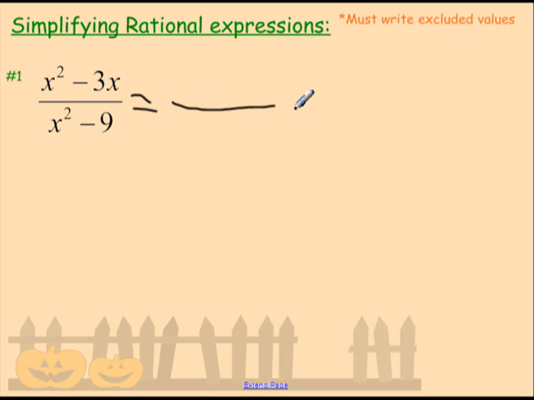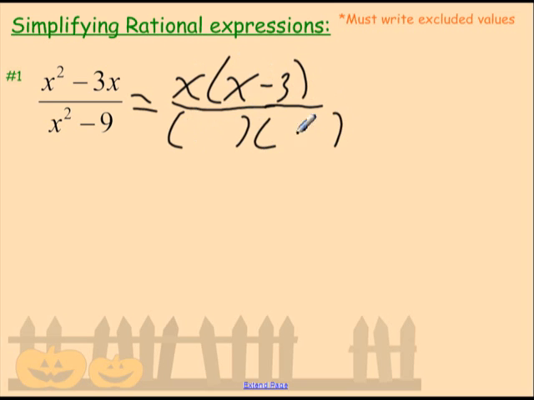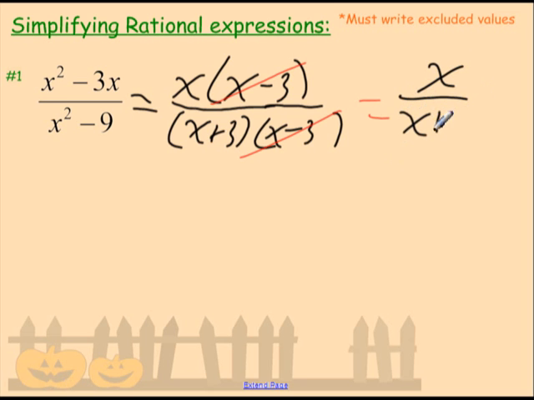So on the top, in the numerator, x squared minus 3x, we can factor out an x and have x times x minus 3. On the bottom, that's a difference of squares, so that's x plus 3 and x minus 3. And now I see common factors I can cancel, an x minus 3 with an x minus 3. And so my simplified version of that is x over x plus 3. And that is as simple as you can write that expression.